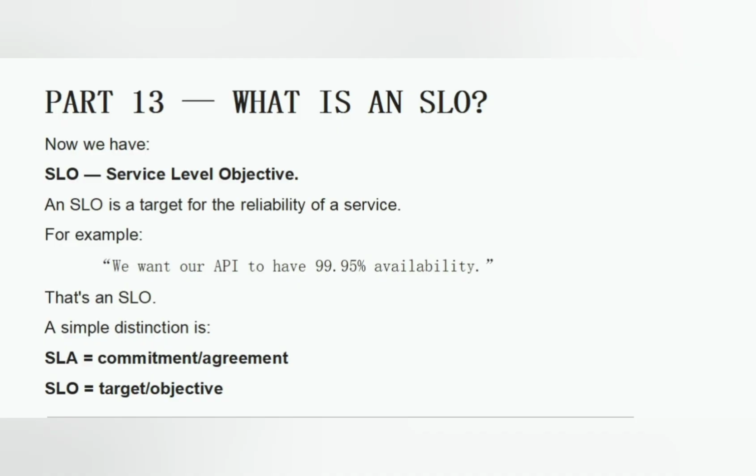Coming to the next part, what is an SLO? SLO is service level objective. An SLO is a target for the reliability of a service. For example, we want our API to have 99.95% availability. That's an SLO. A simple distinction between SLA and SLO is that SLA is a commitment or agreement, but SLO is something we are targeting, it's an objective. We target to achieve it. SLO is a target to achieve, but SLA is a commitment. It's an agreement with the business.